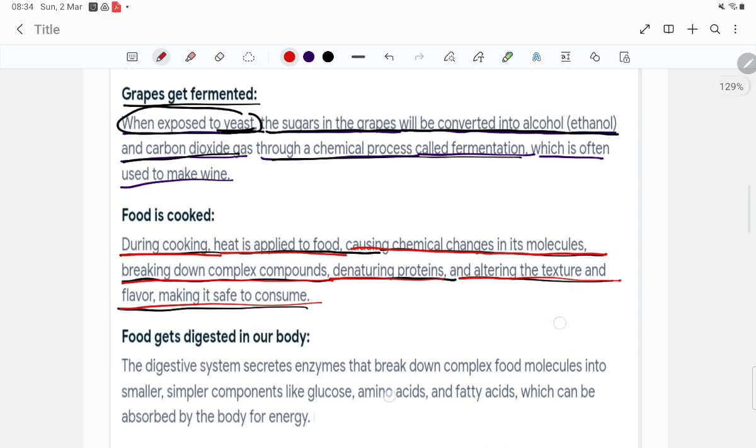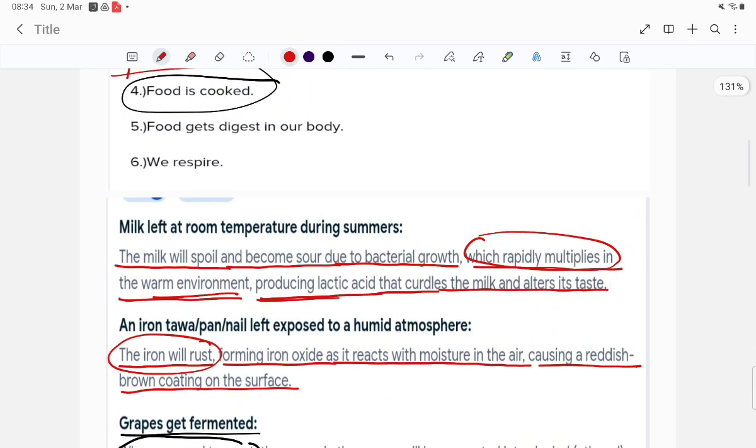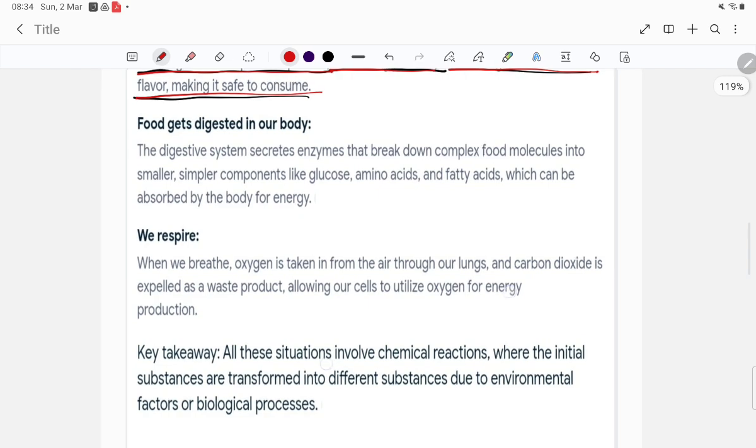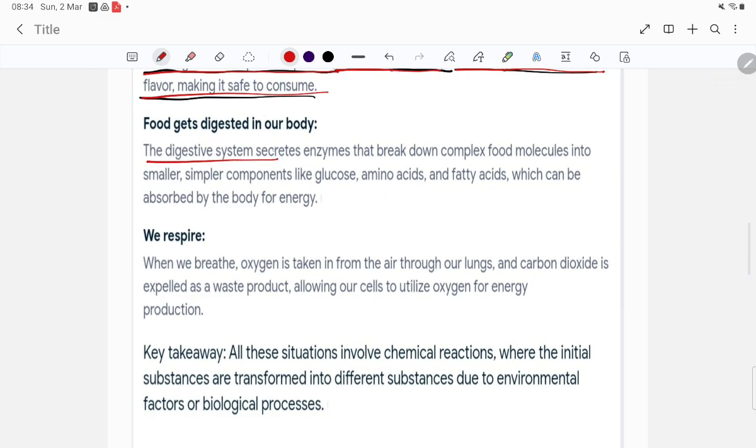Now, the next one, student: food gets digested in the body. So what is going to happen if the food is digested in the body? The digestive system secretes enzymes that break down complex food molecules into smaller, simpler components like glucose, amino acids, and fatty acids, which can be absorbed by the body for energy. So it is also a chemical change.